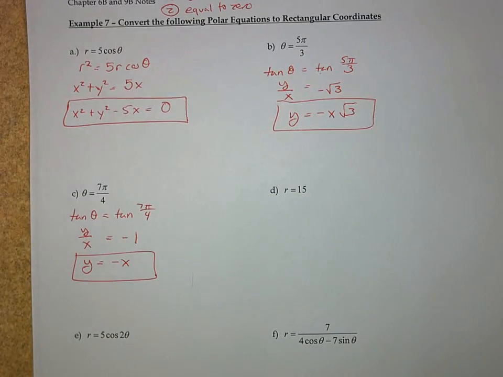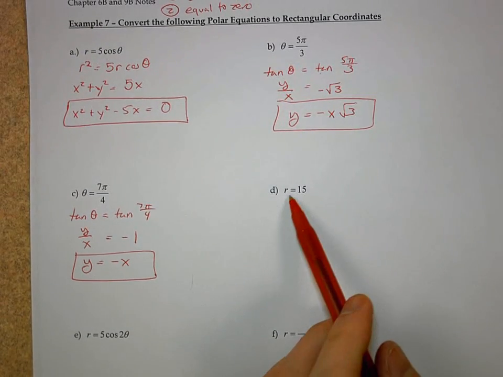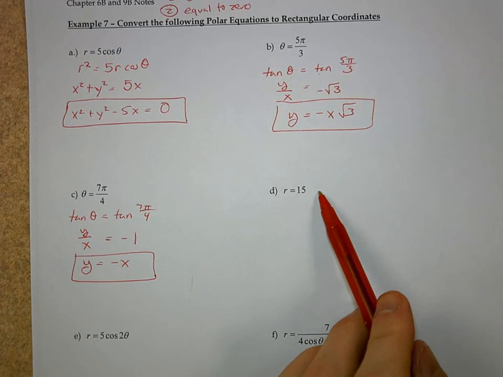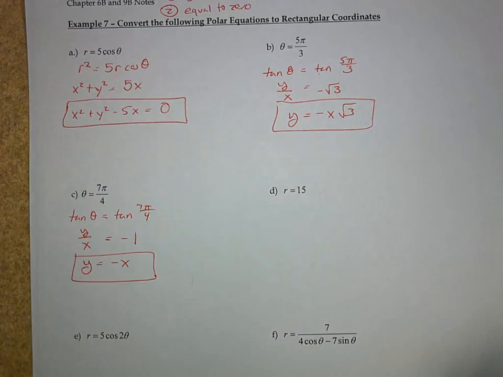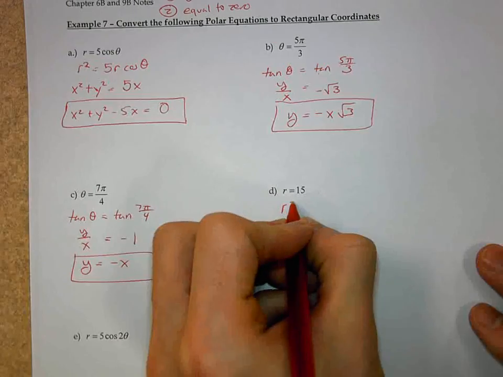In letter D, we got r equals 15. I could try multiplying through by r and then get r squared is equal to 15r. But that 15r really doesn't help me because I don't have a cosine of theta or a sine theta in there. So there's nothing else I can substitute in. So let's square both sides.